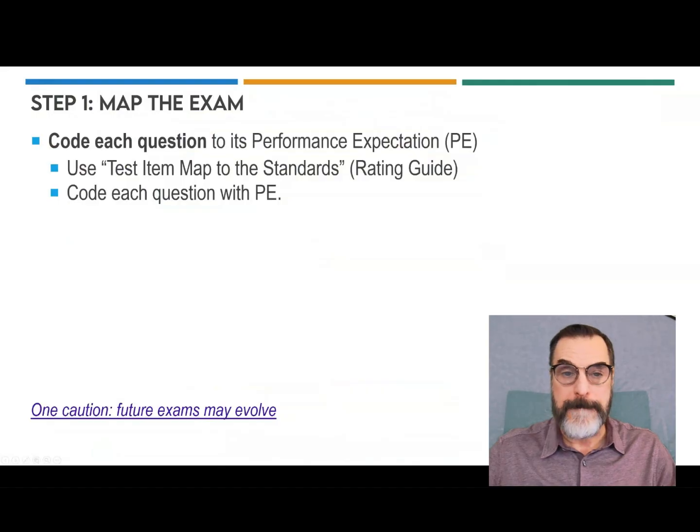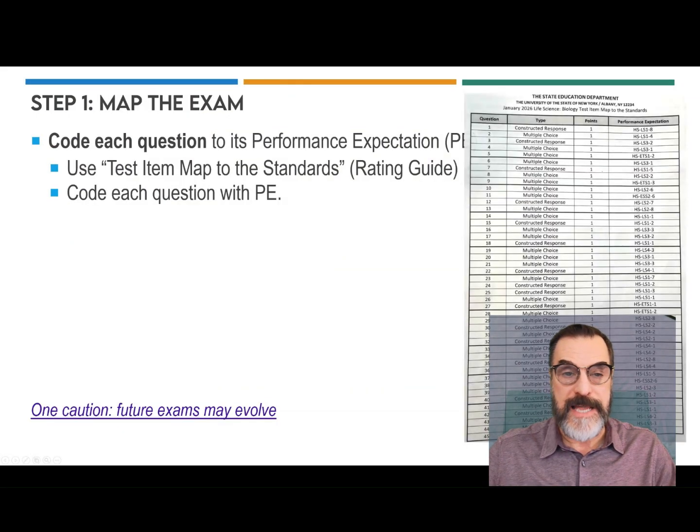So step 1, map the exam. Using the test item map to the standards in the rating guide, code each question with its performance expectation. This step will allow you to see how the exam is intentionally constructed. You'll begin to notice patterns or groupings and design decisions that were made by the test owners that are easy to miss when you're only looking at individual questions.